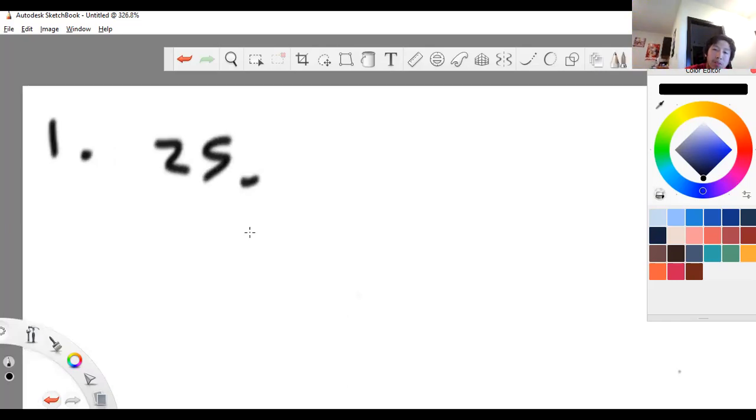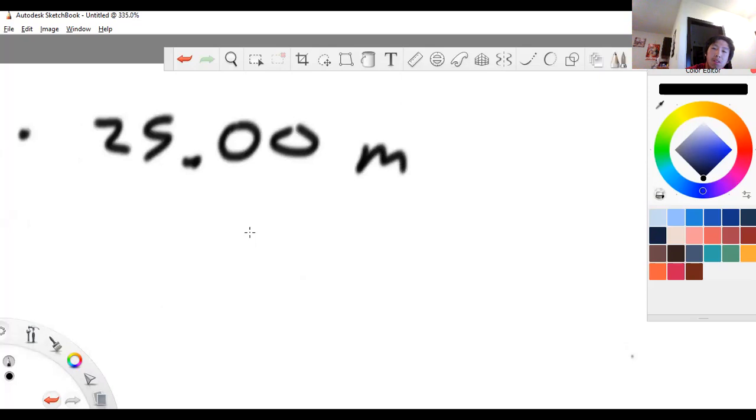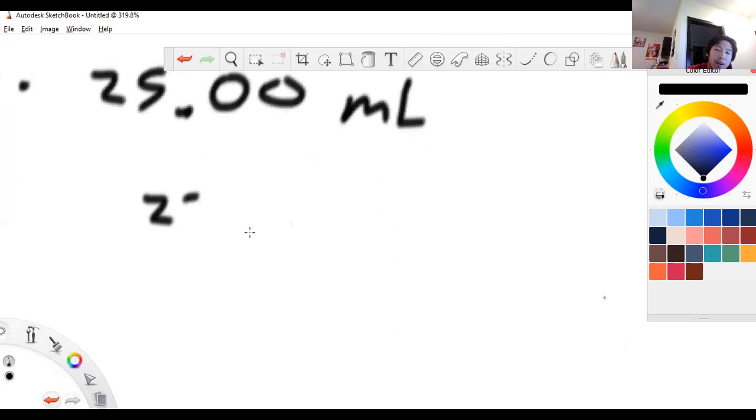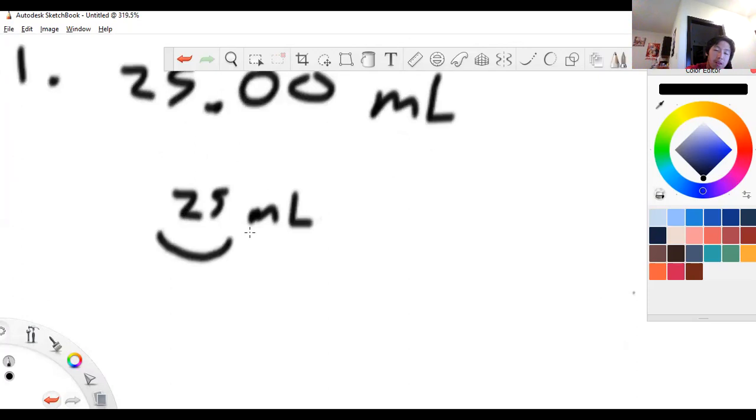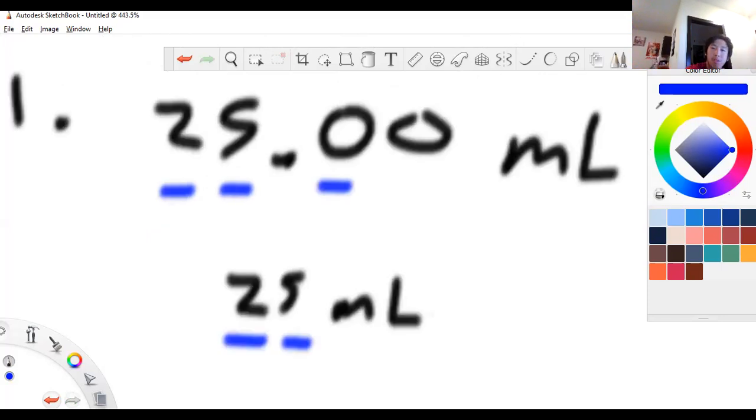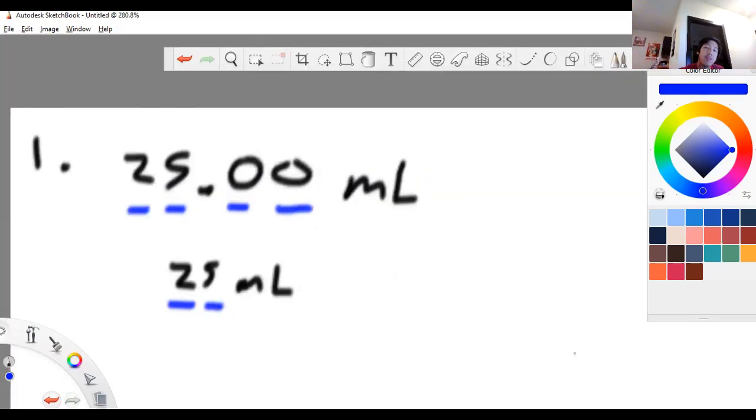So 25.00 milliliters versus 25 milliliters. 25 only has two sig figs. One, two. Whereas 25.00 has four. One, two, three, four. Trailing zeros after the end of a decimal point do count as significant figures.